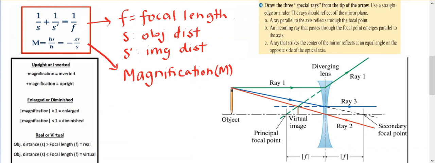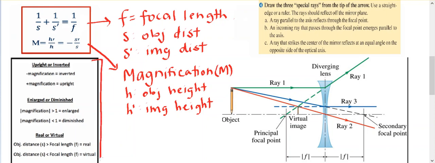As you can see, we also have H prime and H, which correspond with S and S prime. So S and H describe the object, and S prime and H prime describe the image, where the H's are the heights and S's are distances. If you look in the black box underneath that, it'll tell you the relevance of all of these variables. Specifically, magnification is very important, telling us if the image is upright or inverted, meaning upside down, enlarged or diminished, meaning bigger or smaller than the actual object, and real or virtual.